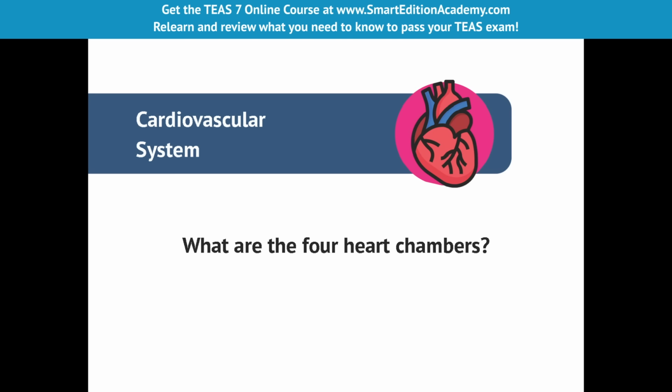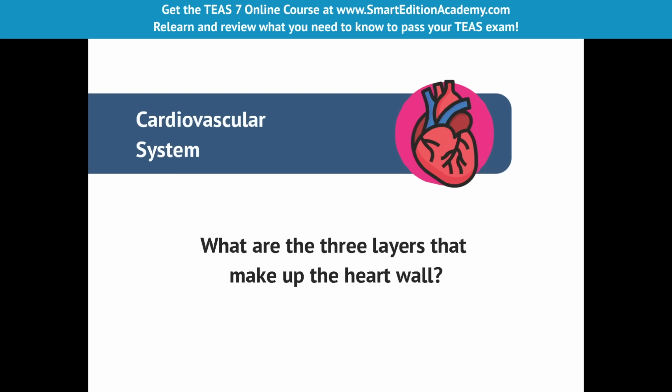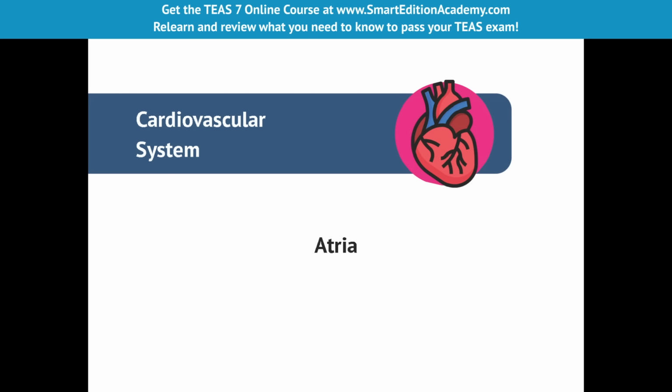What are the 4 heart chambers? The heart has 4 chambers: the right atrium, the right ventricle, the left atrium, and the left ventricle. What are the 3 layers that make up the heart wall? You have your pericardium, your myocardium, and your endocardium. Atria. What is atria?